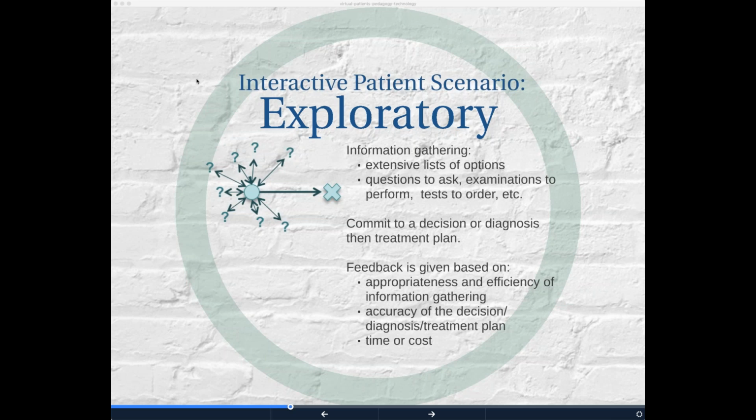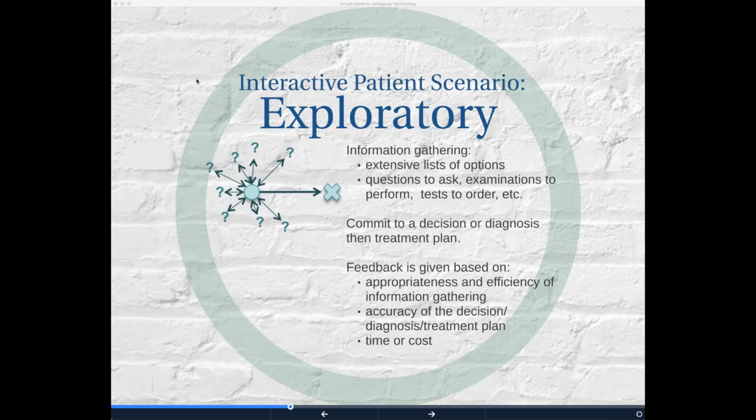Typically, what these cases try to do is reflect reality in that when you meet with a patient, in whichever setting, there's almost unlimited things you could choose to ask, examinations you could choose to perform, ultimately tests you could choose to order. And that variety is tried to capture in exploratory cases. So after meeting the patient, it's up to the learner what they want to do.